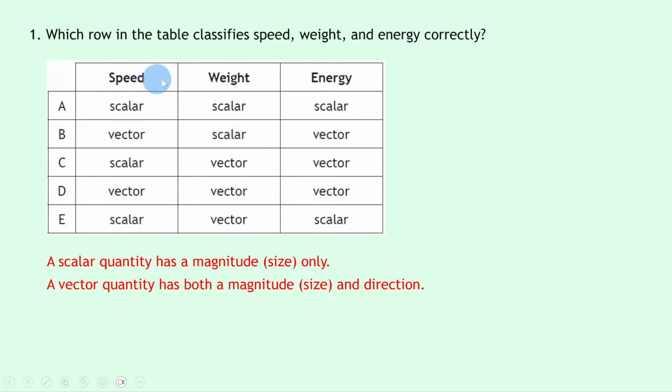So firstly we have speed, which is a scalar because we don't care about direction when we're talking about speeds. We then have weight, which is a vector because remember weight is a type of force and force is a vector. So we do care about directions when we're talking about weight and force. And lastly we have energy, which is a scalar, and that's because we don't talk about directions when we're defining energies. So that means we have scalar, vector, scalar, which gives us the answer E.